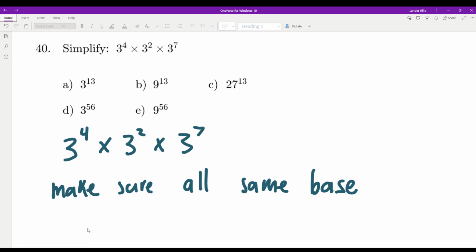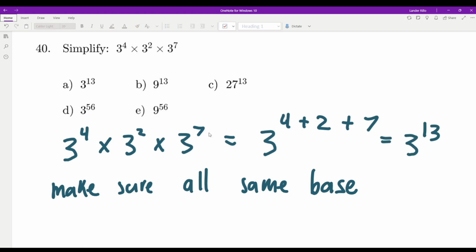Exponent rules or exponent laws, for this case, multiplication: the exponent law for that is, as long as they're all the same base, we just add the exponents. So that is just equal to 3 to the 4 plus 2 plus 7. Okay, that makes sense? And that is just equal to 3 to the 13. Should be A.